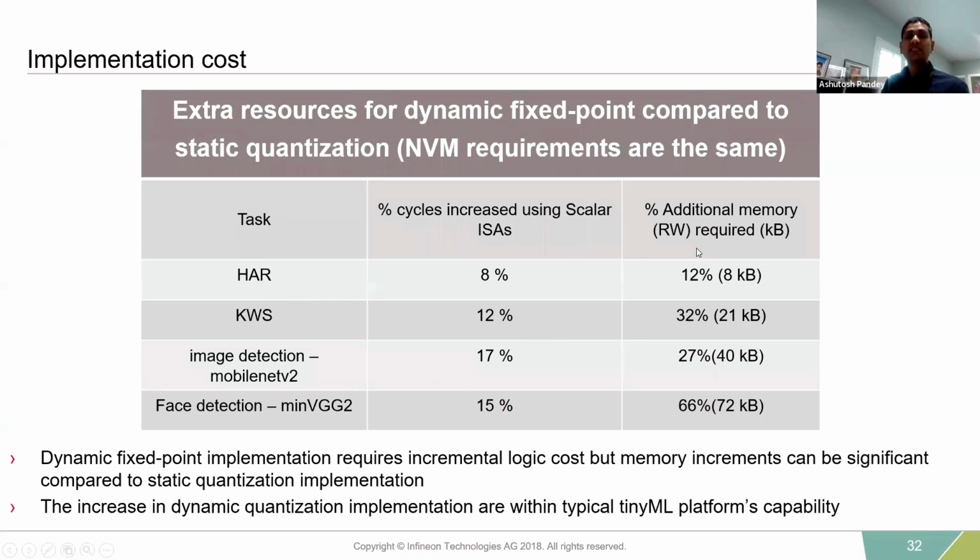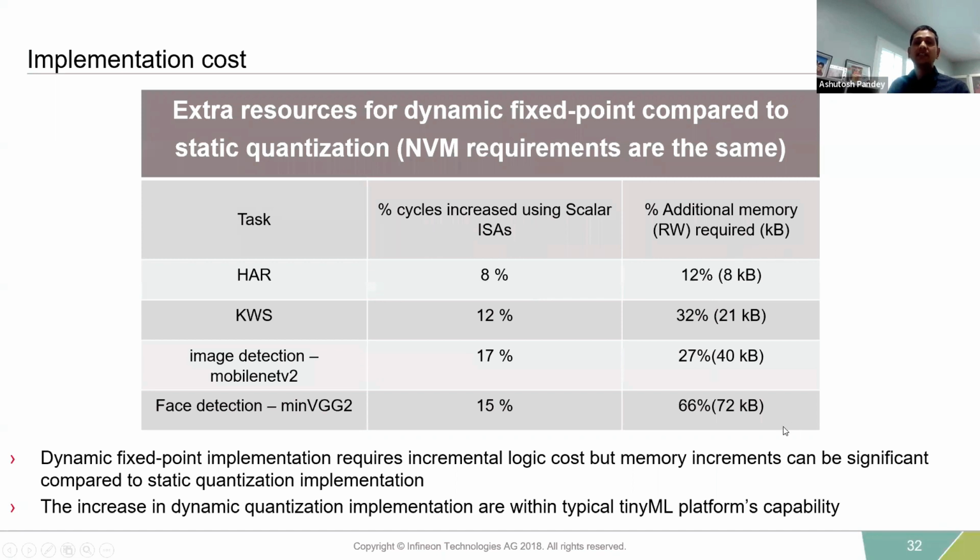As we know as engineers, nothing comes for free. The dynamic fixed point, like we saw, needs to store some extra data, do the statistics, and figure out the scaling. So it's going to cost some extra memory and MIPS. For those four examples, the increase in logic is marginal, or incremental. It's 10 to 20%, and this is with a scalar instruction set, and it can be improved if you optimize.